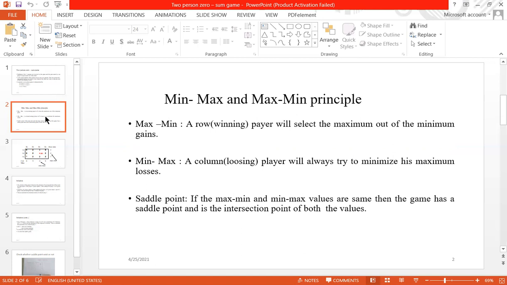So if max-min and min-max values are same, then the game is said to have a saddle point. Min-max is equal to max-min. Then the point at which both the things are equal is the saddle point. And if saddle point is reached, then the A player will select a particular strategy and B player will select a particular strategy, and we say that the equilibrium has been reached.